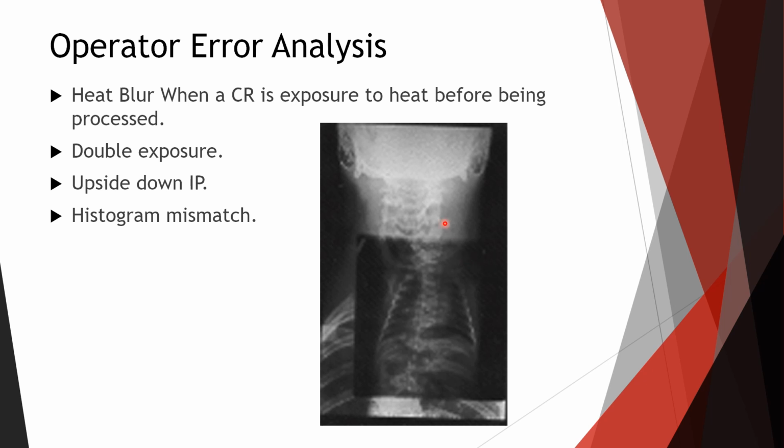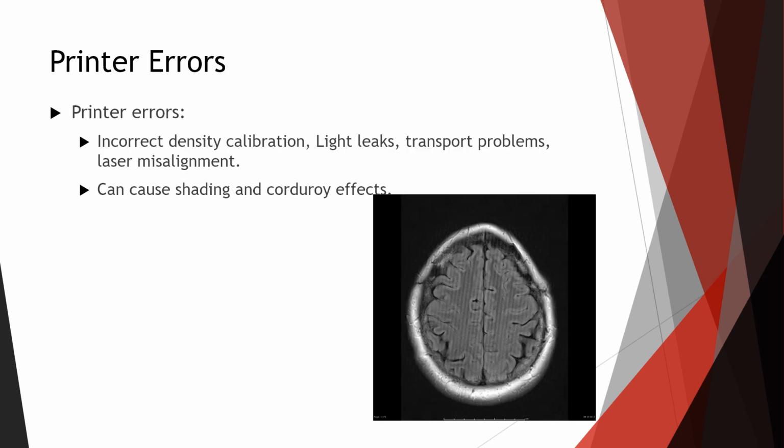Okay, so this is double exposure film. There's a chest and a baby chest, or a neck and a baby chest on here. Okay, so there's two different images on here, and that's an operator error. Should have been processed in between those.